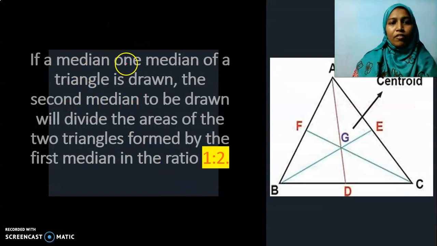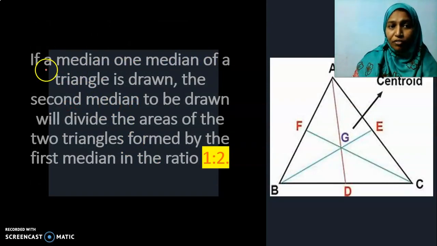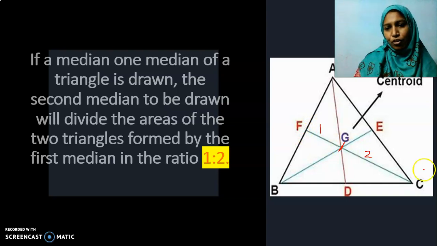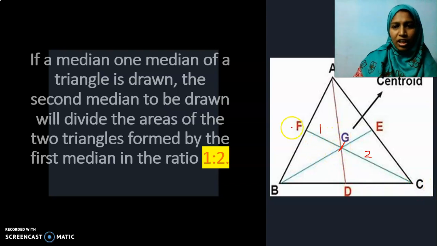Okay. Now, if one median of a triangle is drawn, and then the second median is drawn, these two medians will cut each other in the ratio 2:1 or 1:2. You can say it either way. If I go from F to C, it is 1:2. If I say from CG to GF, it is 2:1. Both ways it is right, but the ratio is fixed.